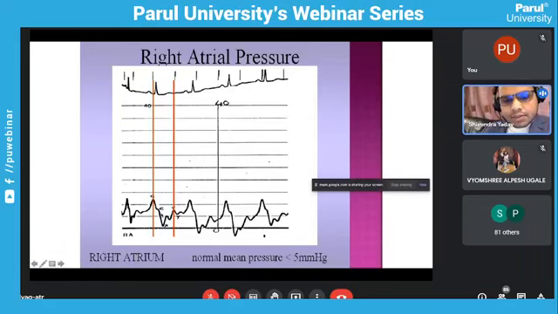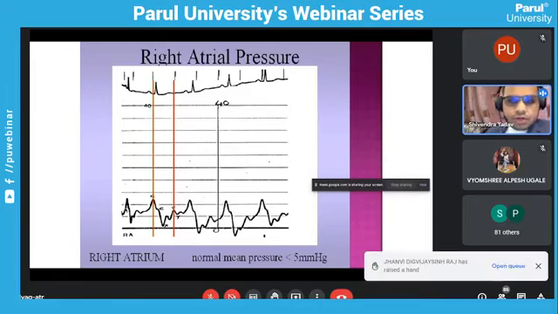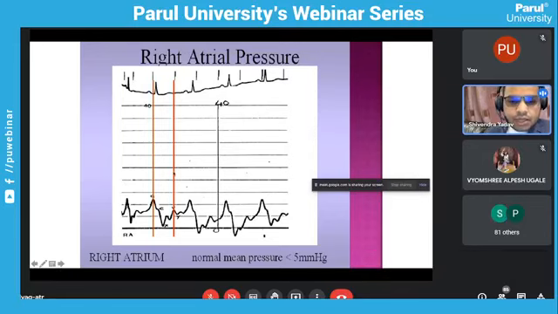In any of the atrial cardiac chambers, we always see the mean pressure. We never see systole and diastole. The reason being, the pressure in atria is very low to get any systolic or diastolic pressure. So in the atrium, we always get the mean pressure. Right atrium mean pressure is normally 1 to 7 mmHg. And the waveform here starts like this.